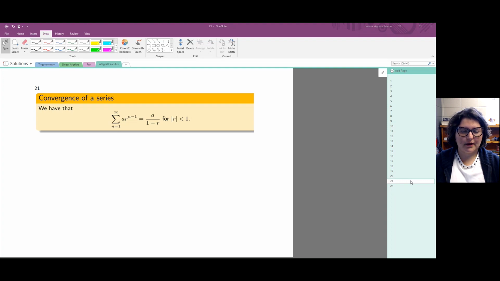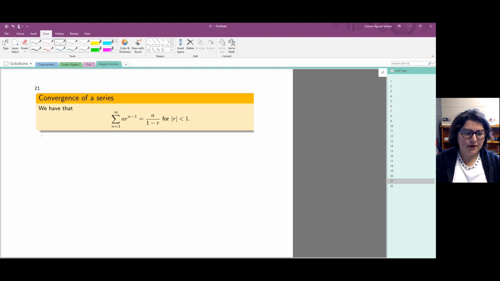We're going to show that the series sum from 1 to infinity of a times r to the n minus 1 converges to a divided by 1 minus r as long as the absolute value of r is less than 1. So let's suppose that the absolute value of r is less than 1, and let's show that the series that we have here converges to a over 1 minus r.